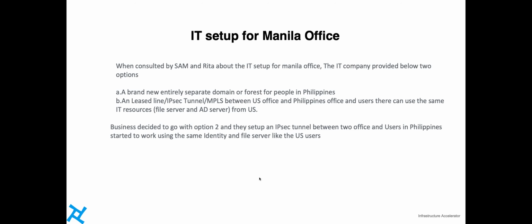When consulted by Sam and Rita about their IT setup in the Manila office, the IT company provided the below two options. One option was to set up a brand new, entirely separate domain or forest for people in the Philippines. Or, they can set up a leased line, an IPsec tunnel, or an MPLS between the US office and the Philippines office.